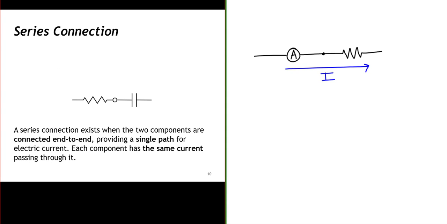Now, a series connection exists when the two components are connected end to end. And as we said, providing a single path for electric current. That single path means that each component has the same current passing through it.